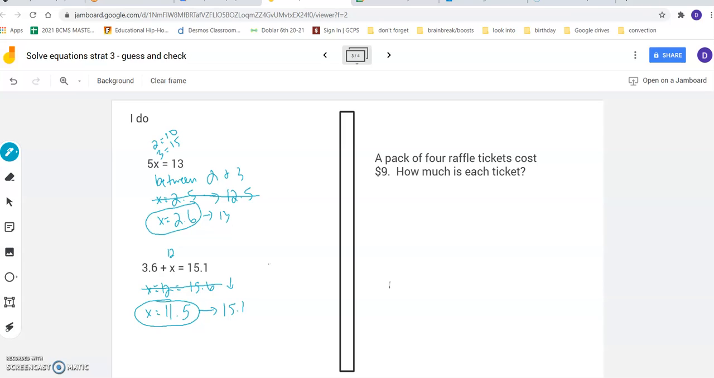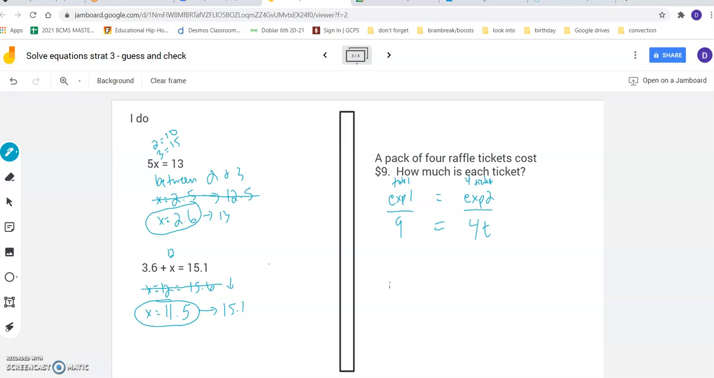All right, sometimes we have to write the equation before we can use the guess and check strategy, so let's do that here. Remember, when we see a word problem and we need to write an equation for it, we're looking for two things that are equal, two expressions that are equal in the problem. So here, a pack of 4 raffle tickets costs $9. How much is each ticket? I think the total price would be $9, and that's equal to the cost of 4 tickets. 4 tickets and the total price are equal, so I'll call that 4t. So 4t equals 9. Now I'm ready for my guess and check strategy.